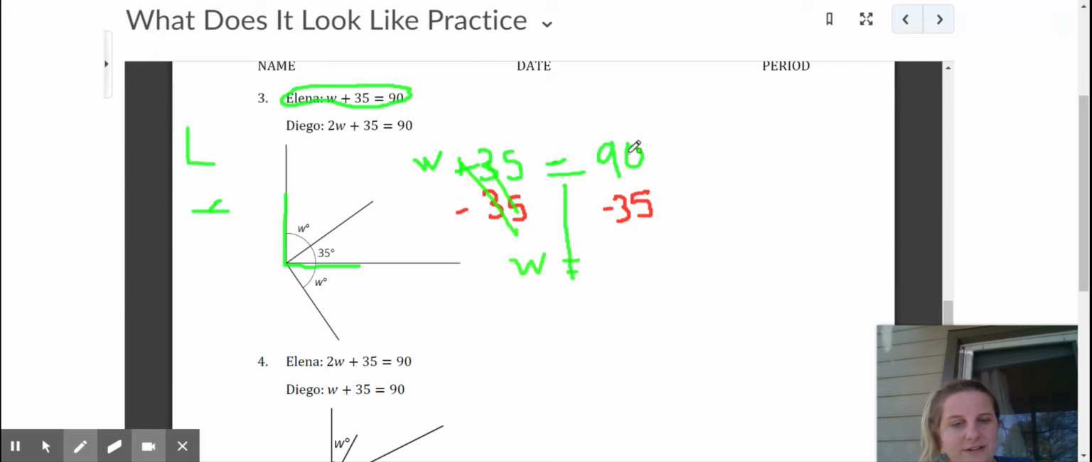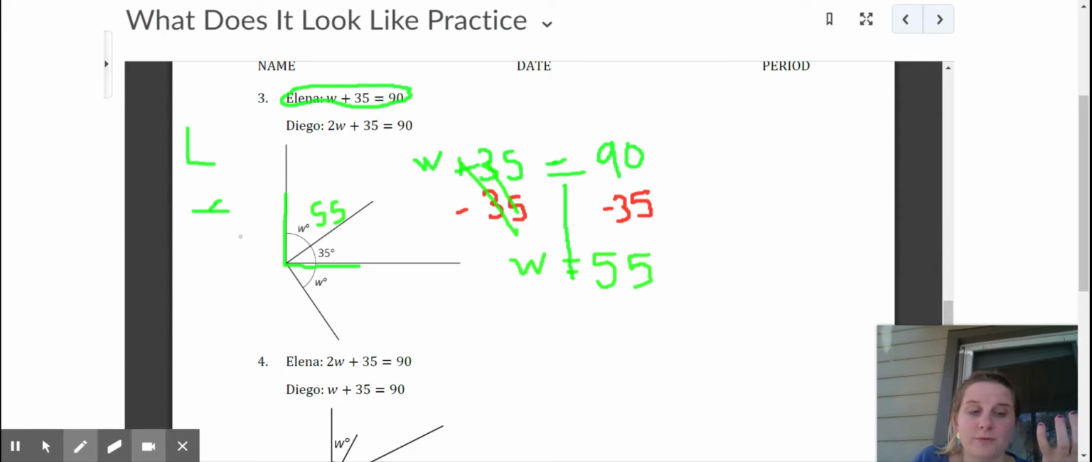And now I have 90 minus 35. Well, I know that 90 minus 30 is 60, but I'm taking a little bit more away than that, so it's going to be 55. So W equals 55. And just to check, that means this angle is 55, and if I added 55 plus 35, I would get 90 degrees. So that's how you solve this problem.